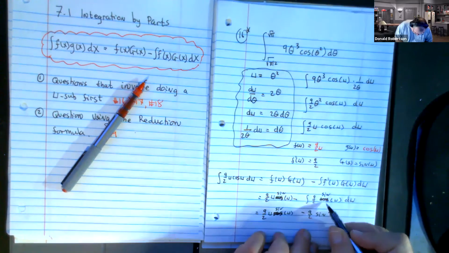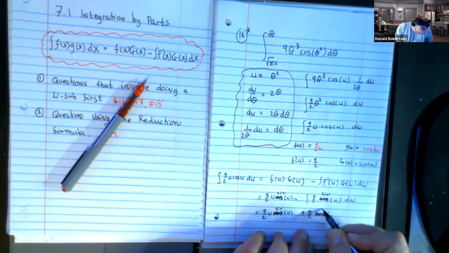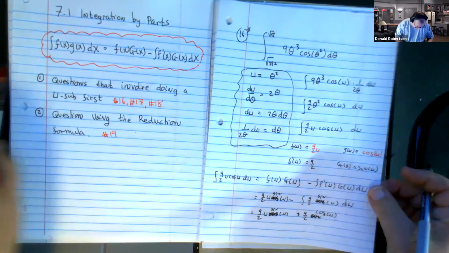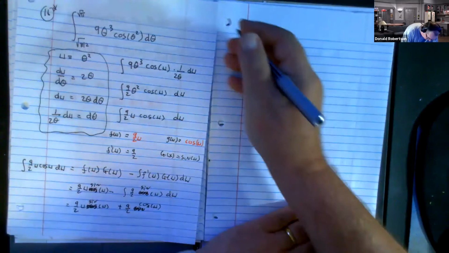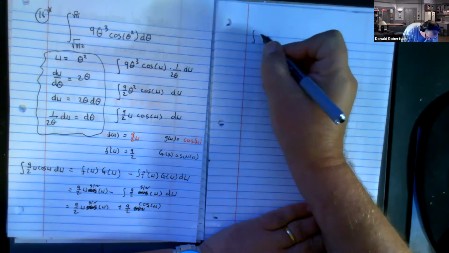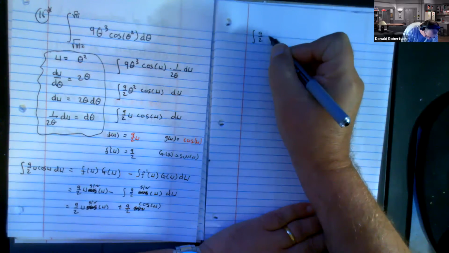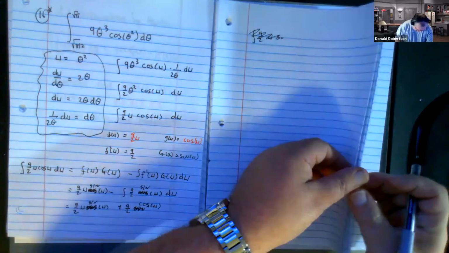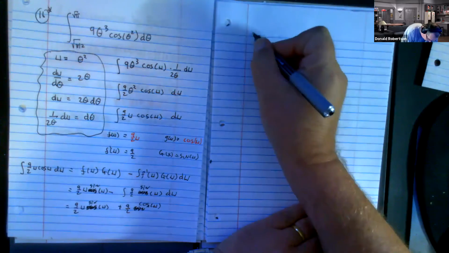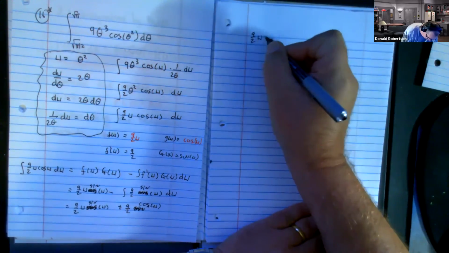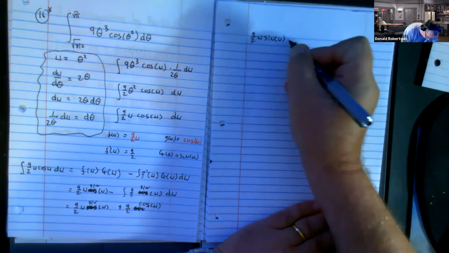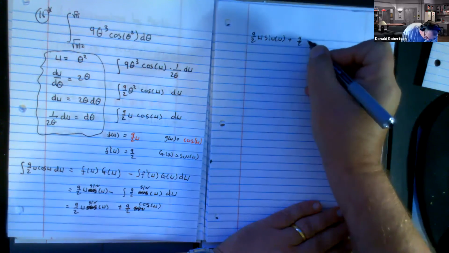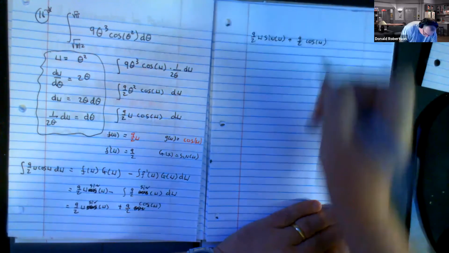So this guy is going to be plus cosine of u. Technically, we have plus c, which I'm not going to put in this time. So I'll just rewrite that a little bit nicer. We have 9/2 u sine u plus 9/2 cosine u.